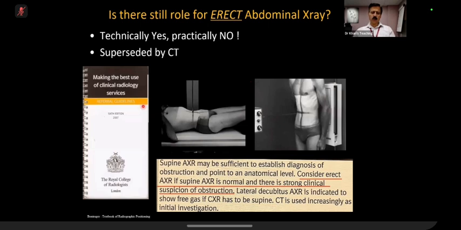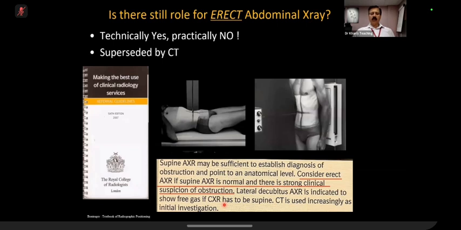There was a booklet at that point, 2007, which says to consider an erect film if the supine X-ray is normal or there is strong clinical suspicion of obstruction. Now, erect film: 30 years ago, when we were learning radiology, there was so much literature on erect film, and volumes were written on erect film and how to diagnose intestinal obstruction, etc. That concept you should still know.